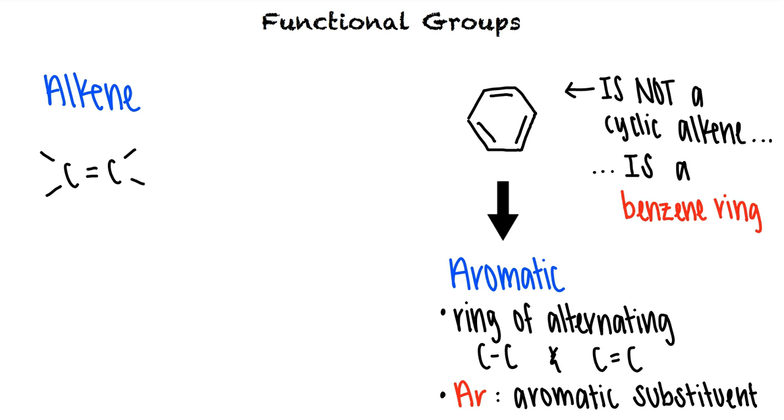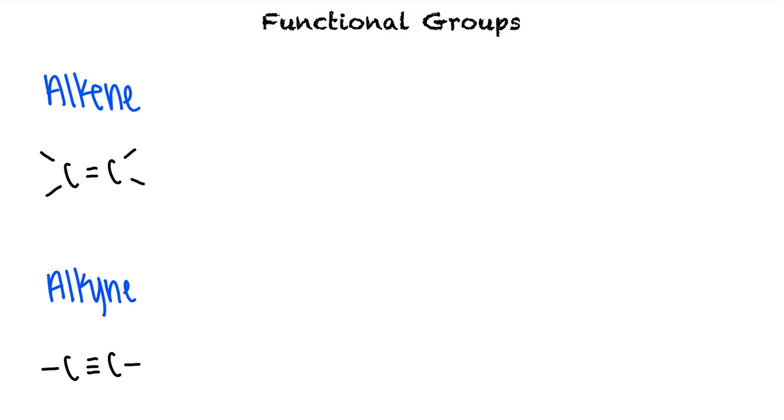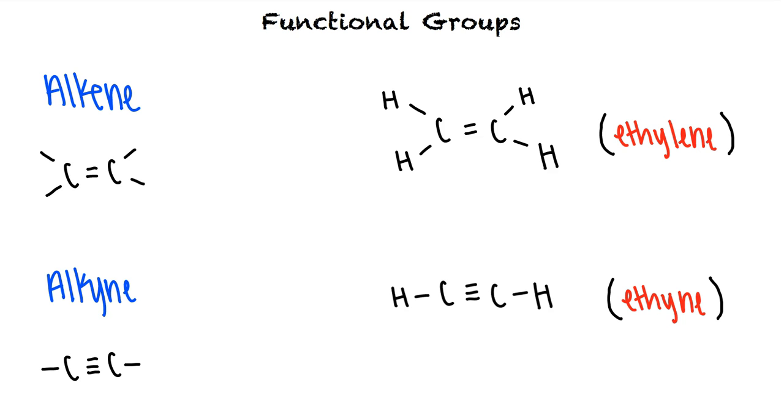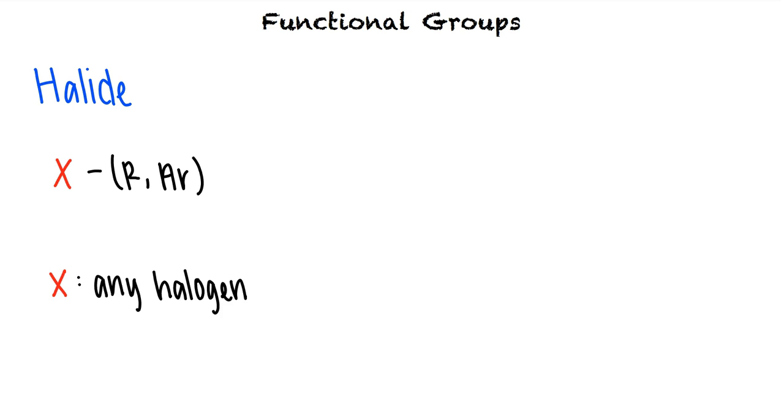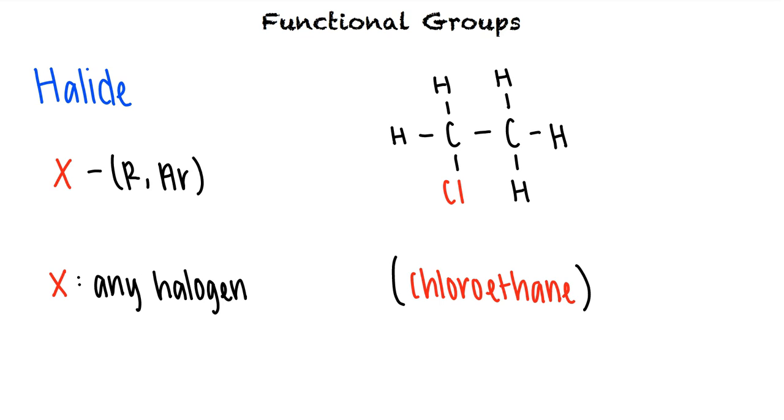Now, we've looked at carbon-carbon double bonds, and we can even have a chain with a triple bond between carbons. This is called an alkyne. The simplest alkene was ethylene, and the simplest alkyne is ethyne. Now let's see what happens when we introduce atoms other than hydrogen and carbon. If we replace a hydrogen somewhere on the chain with a halogen, we call this a halide functional group. Here, the X stands for any halogen. For example, this is called chloroethane.